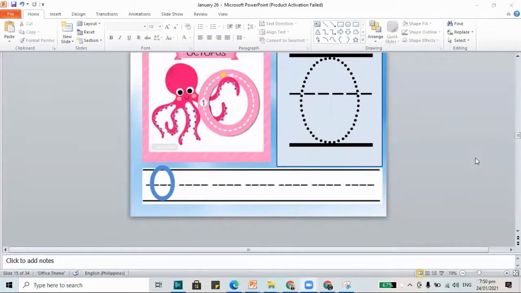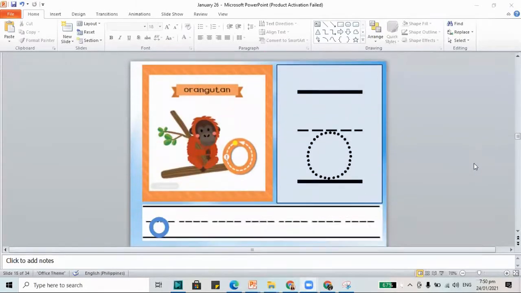Next one. How about let's do another letter? We still have letter O, but this time it's the lowercase letter O. O is for the orangutan. Go around and it looks like an orange. Around and around, you have your letter O looking like an orange. Around and around. We have our lowercase letter O, and O is for the orangutan.